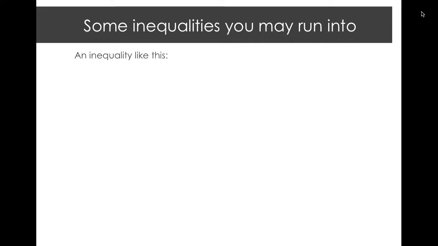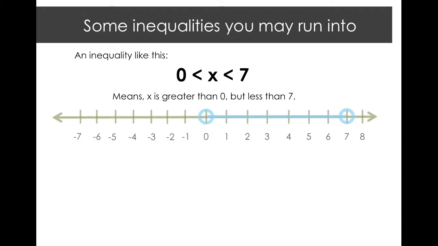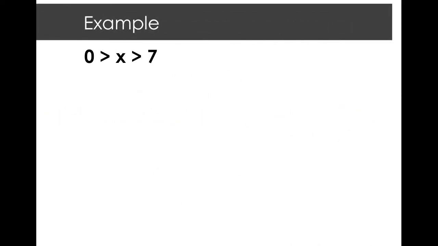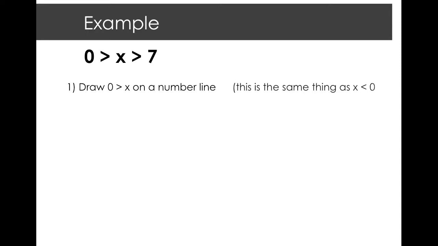Some inequalities that I might run into. An inequality like this means x is greater than 0 but less than 7. But how can you read an inequality that looks like this? x is less than 0, but it's greater than 7. What does this mean? How does this even make sense? It's not in between 0 and 7, so how can we say x is less than 0, but it's also greater than 7? First, draw x is less than 0 on a number line.